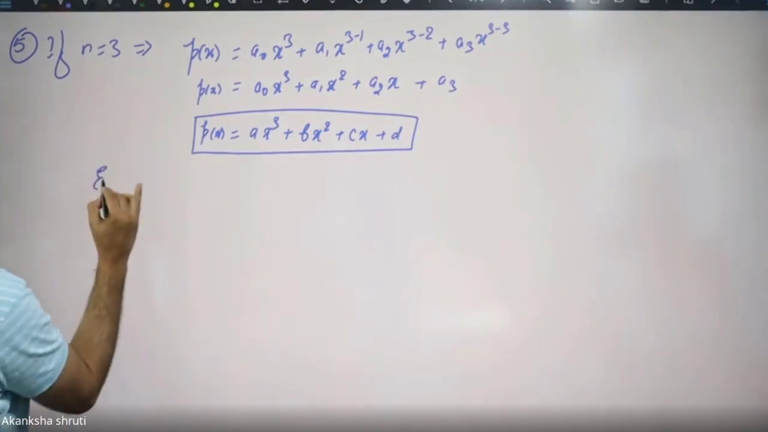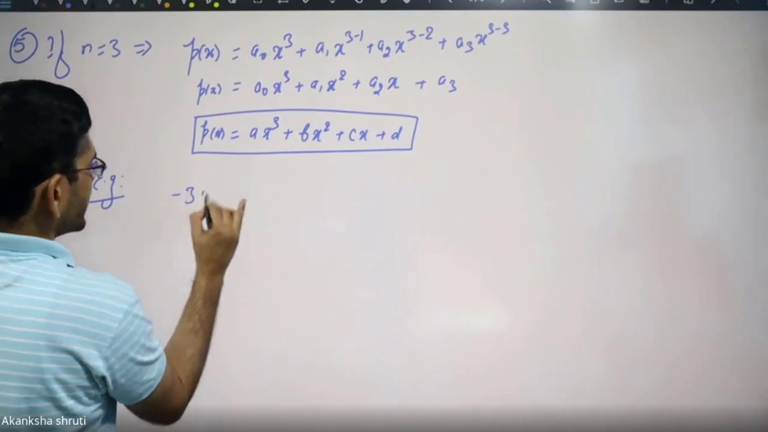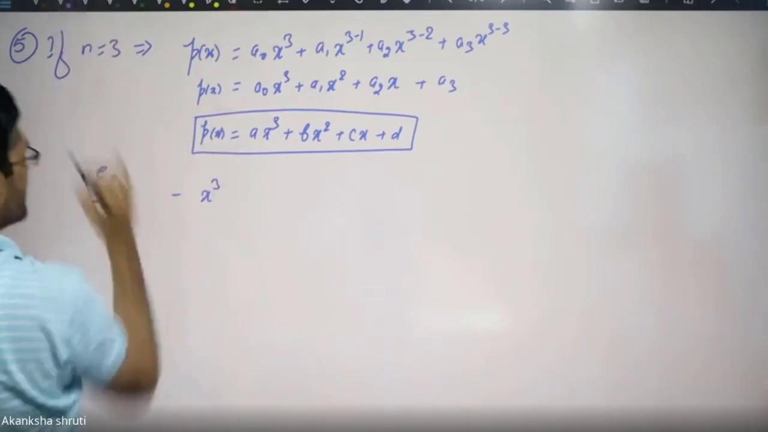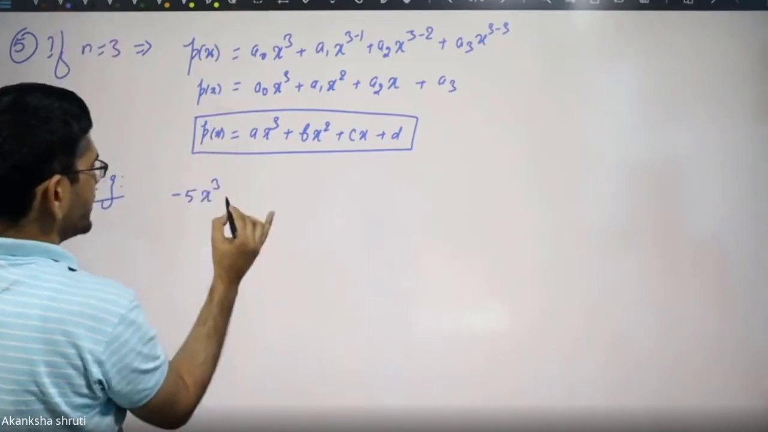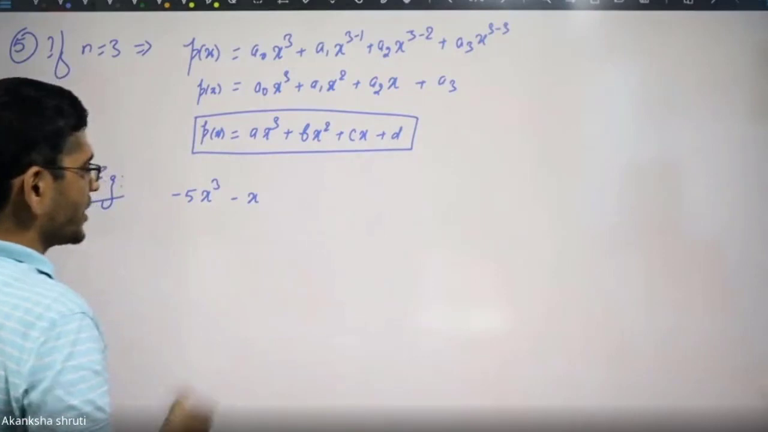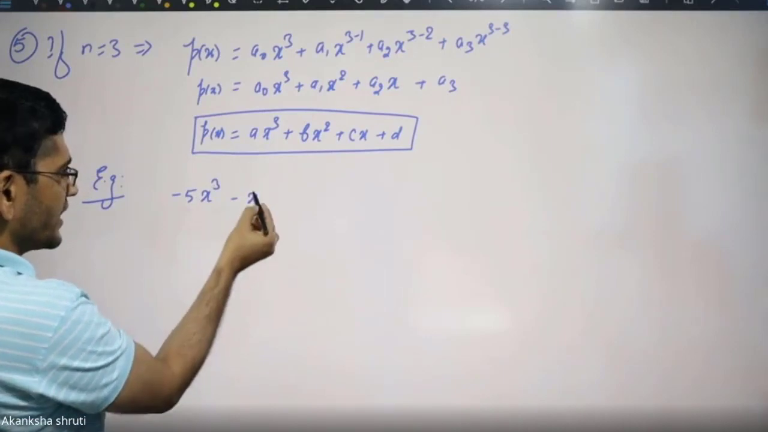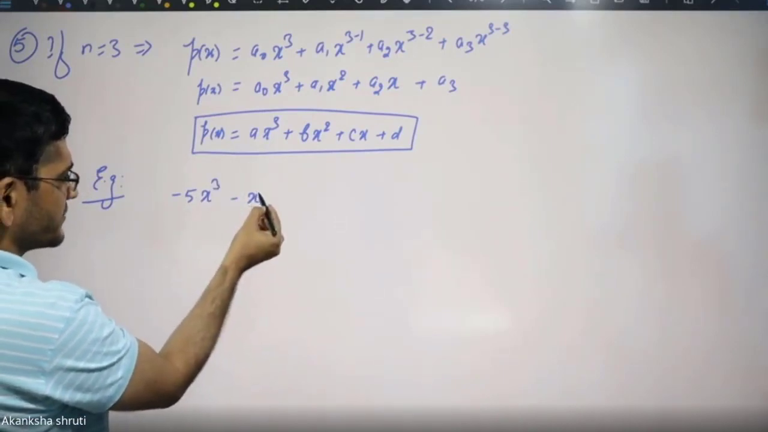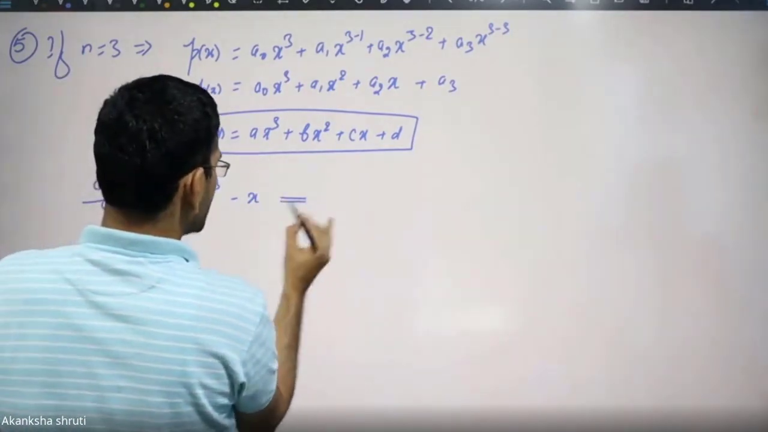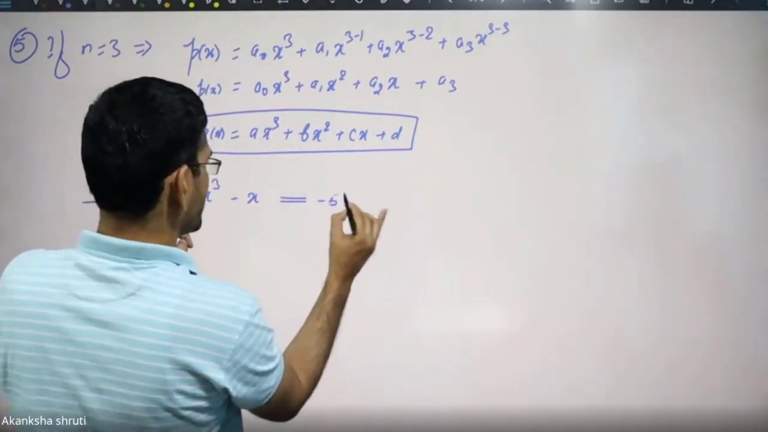Example, let me take minus 5x cube minus x. Is it a polynomial or not? Yes, the coefficients are real and the highest power of x is 3. So the degree is 3, and the other power of x is 1, so it is a whole number. Then how to express it in this standard form? This can be written as minus 5x cube.